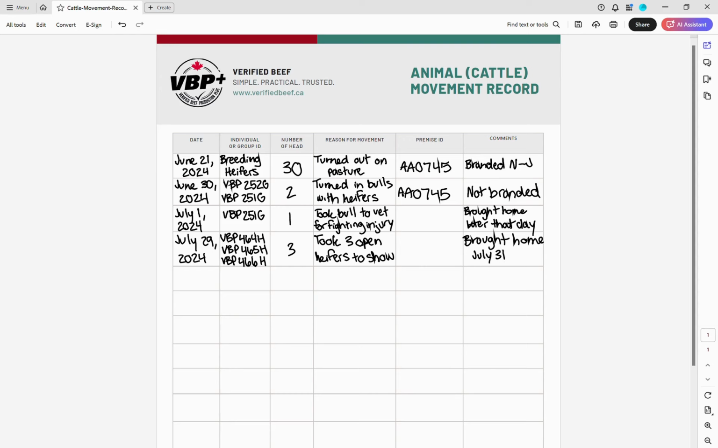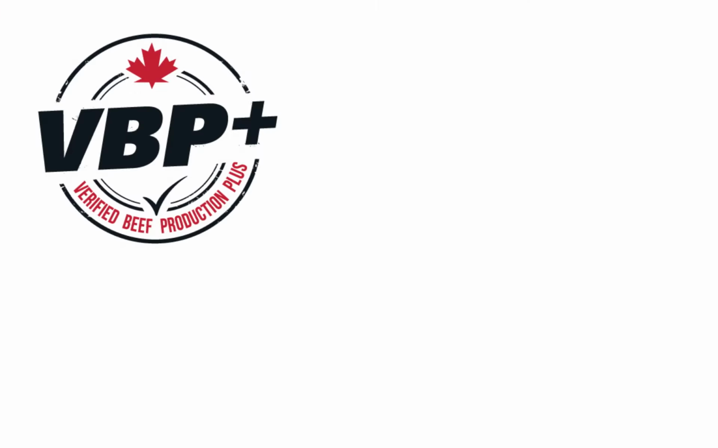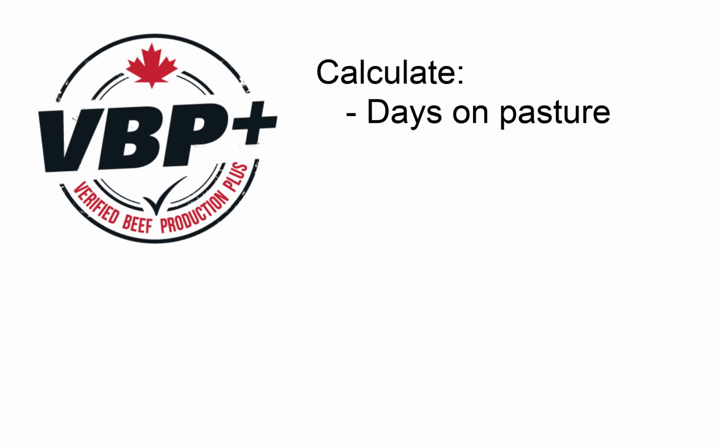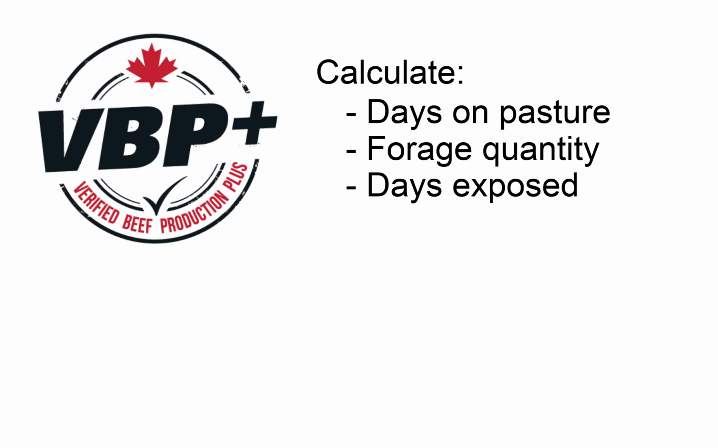These are 4 different examples of how you could use an animal movement record, but what they all have in common is that you're moving cattle between locations, even if just temporarily, but that there's no change of ownership occurring. Although this isn't a required record for the VBP Plus program, it is a record that adds value to your operation. It can be used to calculate days on pasture for rent, forage valuation, and days exposed.